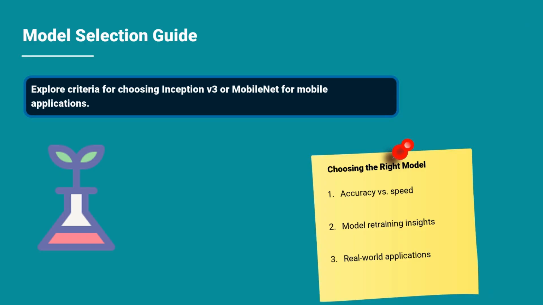So, when should we use an Inception V3 or MobileNet retrained model on mobile devices? This question is crucial for developers as they figure out which model to implement in their applications. The decision between these two models really depends on your project's specific needs, especially when it comes to accuracy and speed. In this video, we're going to dive deeper into how to evaluate the performance of both models and see how to decide which one fits various use cases.